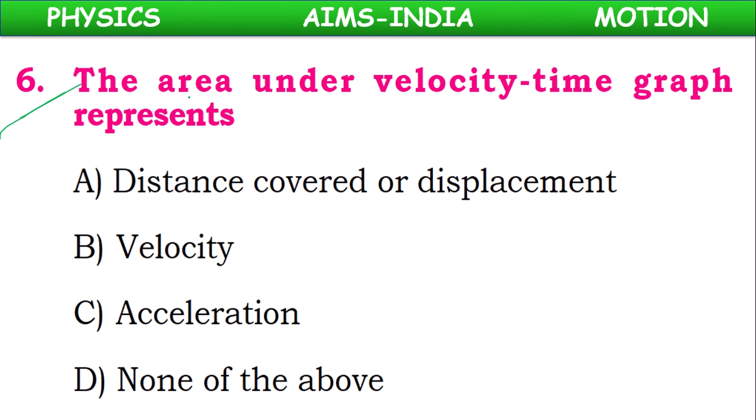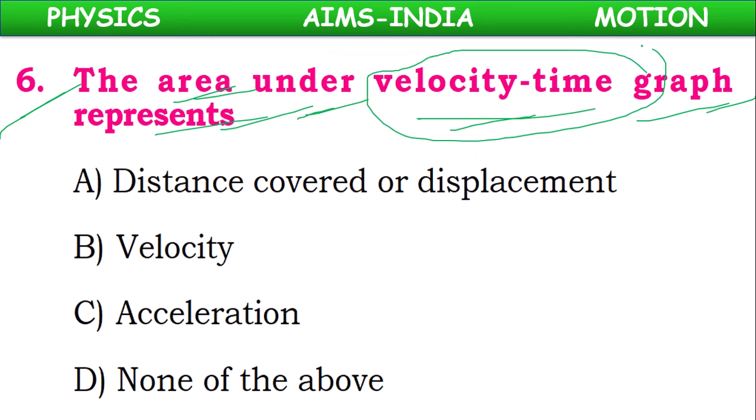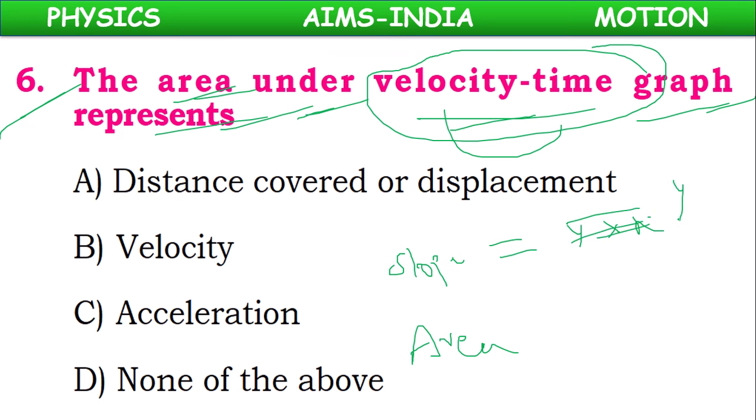Next, 6th question. The area under the velocity time graph represents. Whenever we have a graph between 2 quantities, in every graph we will come across 2 words: one is slope, another is area. Slope means the measurement of y coordinate by the measurement of x coordinate. This ratio is called slope. Area means the measurement of y coordinate into the measurement of x coordinate. This product is called area.